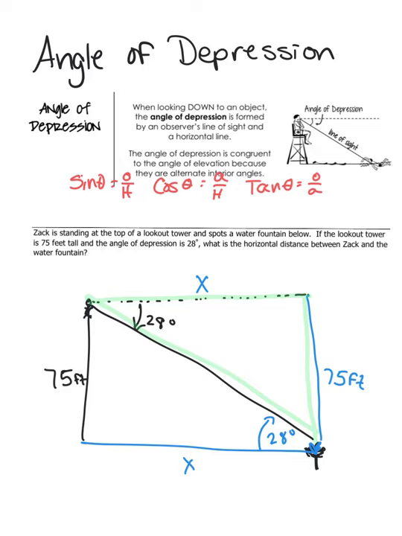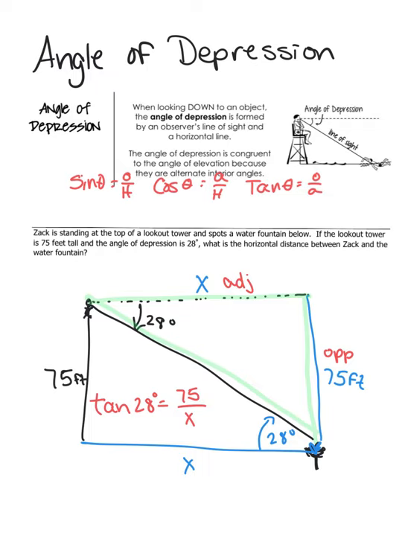So based on this triangle, based on 28 degrees, I'm going to label this triangle with opposite, adjacent, and hypotenuse. So 75 is my opposite. x is my adjacent. So again, I'm using the tangent. So the tangent of 28 is equal to the opposite over the adjacent.